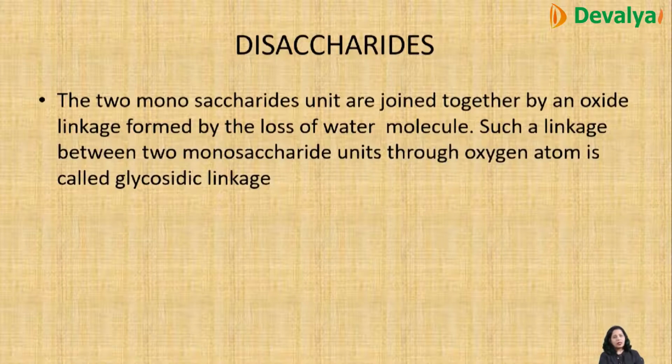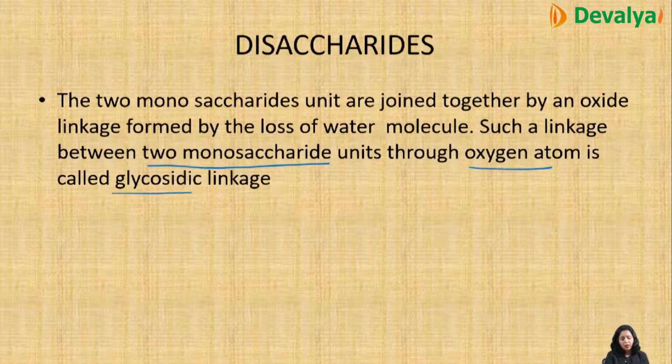Next is the disaccharide. With two monosaccharide units, they join with each other together by an oxide linkage formed by the loss of a water molecule. Such a linkage between the two monosaccharide units through an oxygen atom is called glycosidic linkage. So the definition says that two monosaccharide units join with each other through an oxygen atom, and this is called glycosidic linkage.